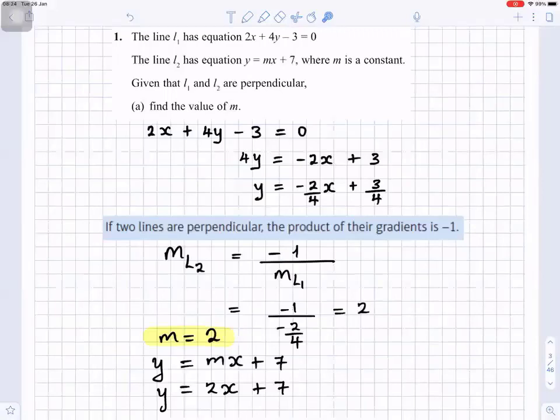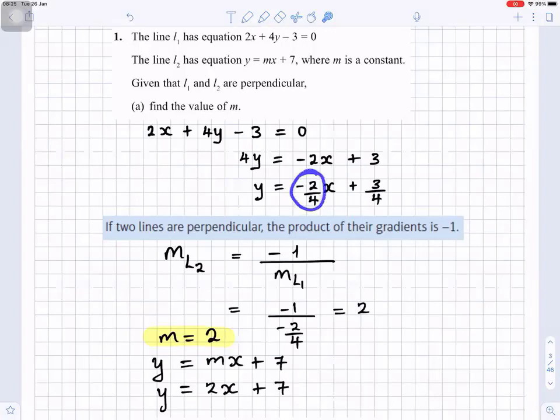So the first thing you want to do is write the equation of the line L1 as y = mx + c, where m would be the gradient. So you rearrange this to make y the subject. You take 2x to the right, it becomes minus 2x. You take minus 3 to the right, it becomes plus 3. It's 4 times y, so you divide by 4: minus 2 divided by 4 and 3 divided by 4. So you have y = minus 2 over 4 x plus 3 over 4.